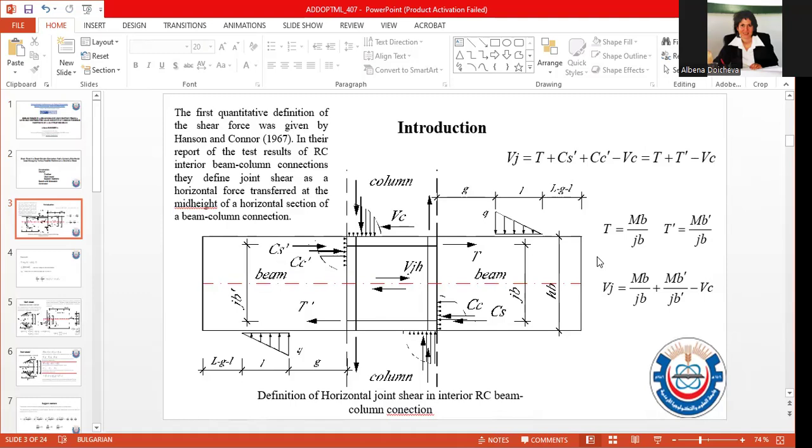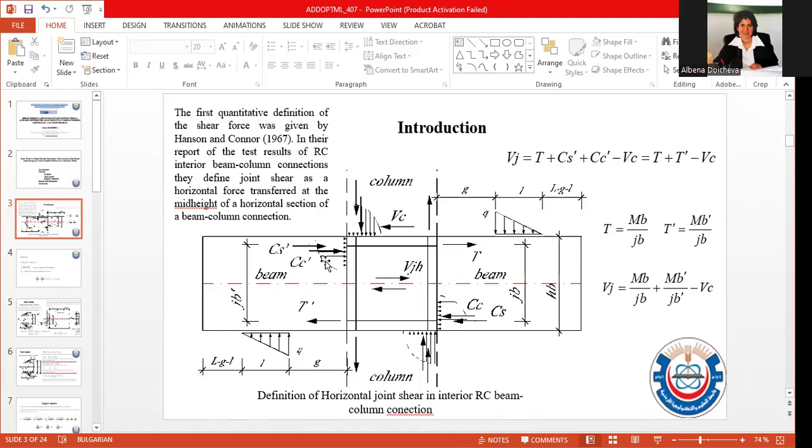In 1967, Hanson and Connor gave the first quantitative definition of shear force. This is the horizontal force transferred at the mid-height of a horizontal section on a beam connection. This force is made from a few forces: tension force on the reinforcement bar, compressive force on the reinforcement bar, and compressive force on the concrete. There is one more force. This is the shear force in a column.